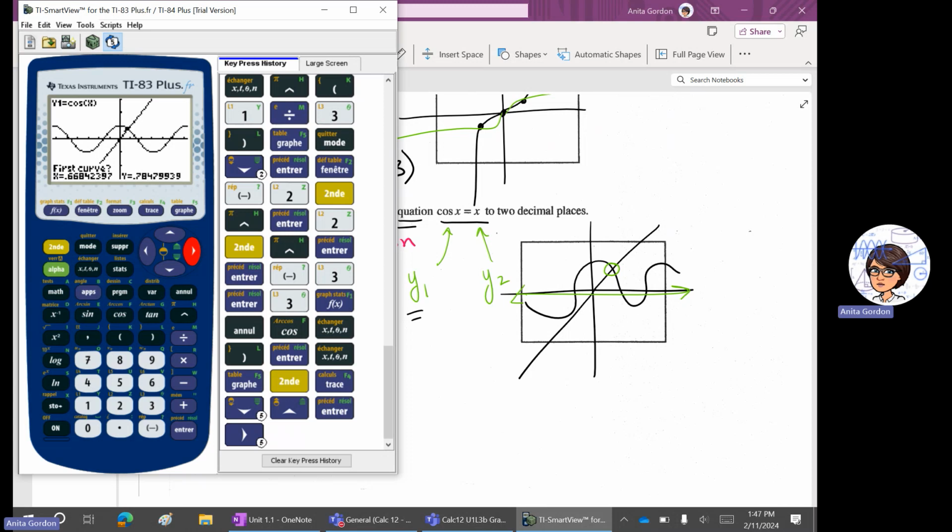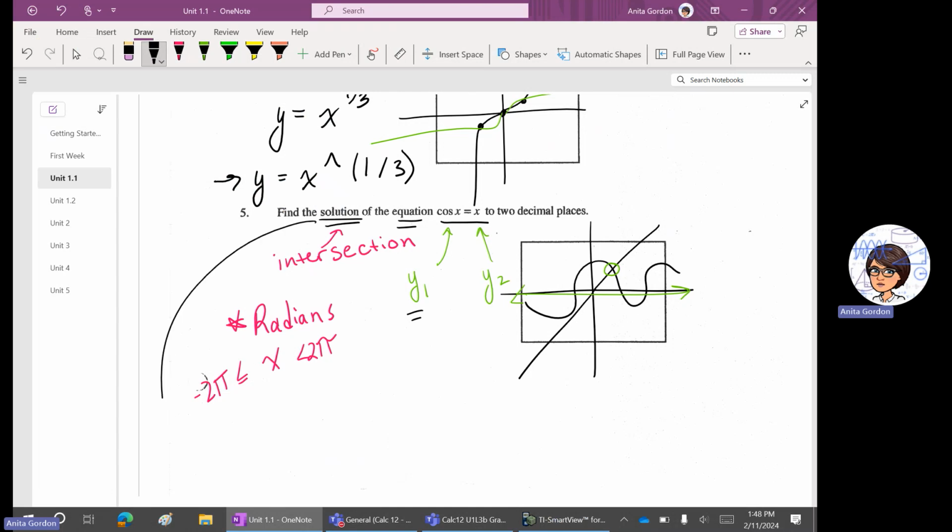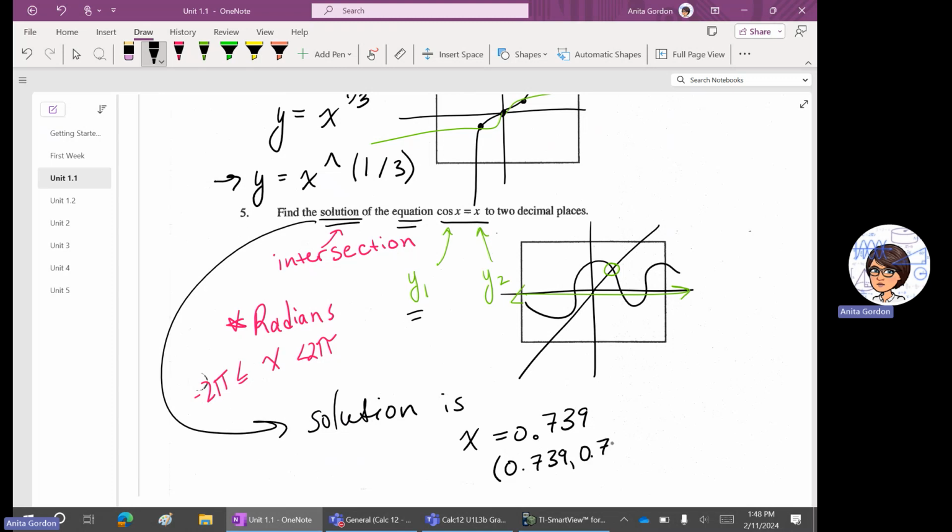And it's going to say, is this the first curve? Yes. Is that the second curve? So again, make sure that it's as close as possible to that point. Yes, that is the second curve. And do we want it to guess? Yes. All right, there. Our intersection is at the coordinate 0.739 for both the x and y value. So the solution is x equals 0.739. Or you can say the coordinate 0.739, 0.739.